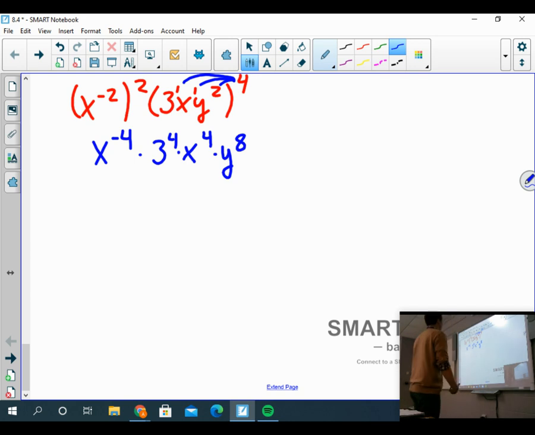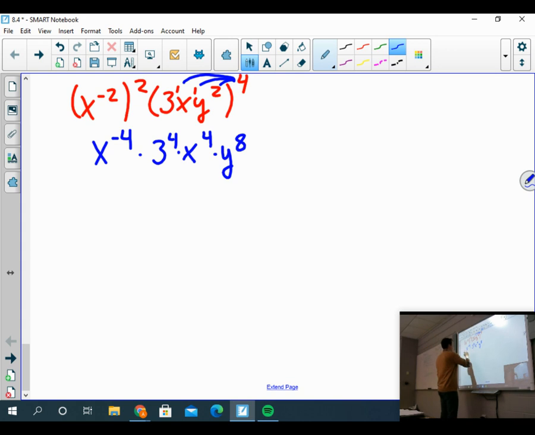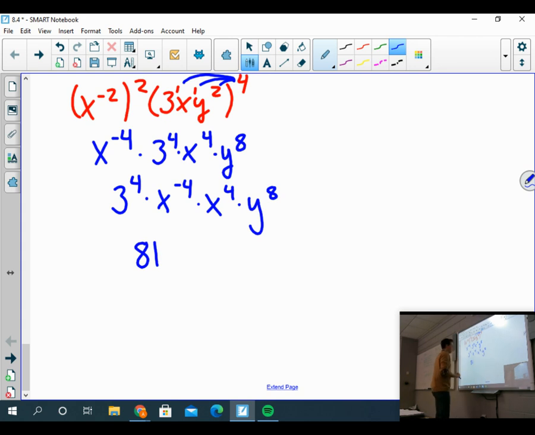So I handle my exponents first. I handle a power to a power and a product to a power. Now I'm going to use my 8.3 knowledge to simplify this. Since they're all multiplied together, by the commutative property I can reorganize these. And we can now do some simplification. 3 to the 4th power is 81.